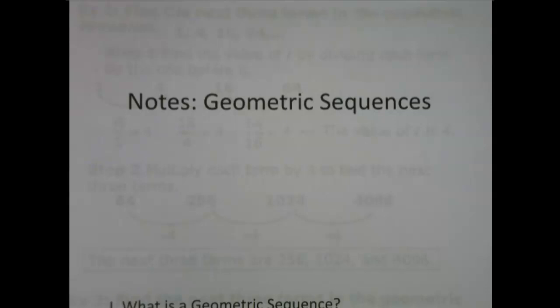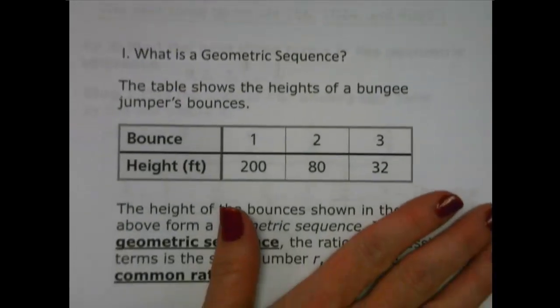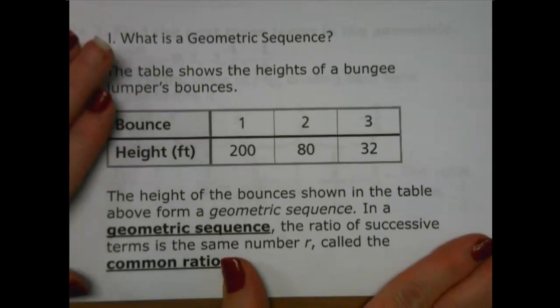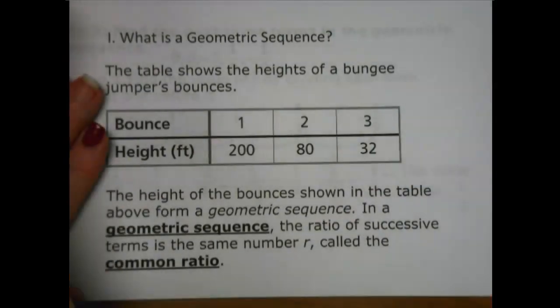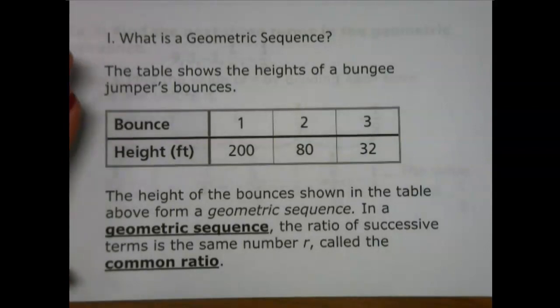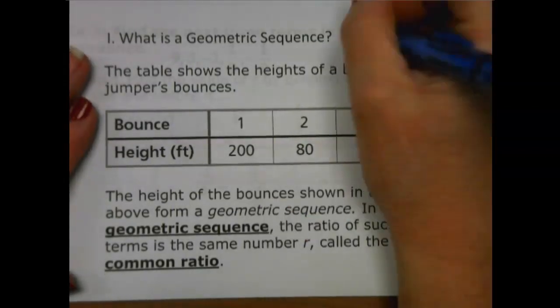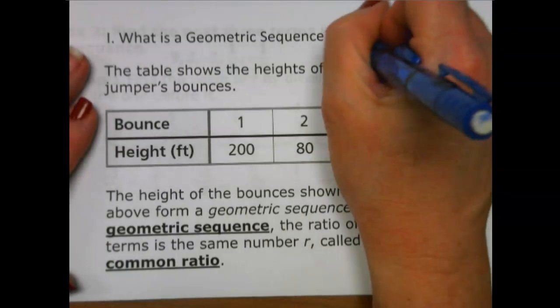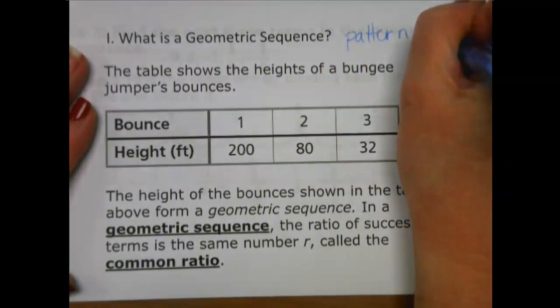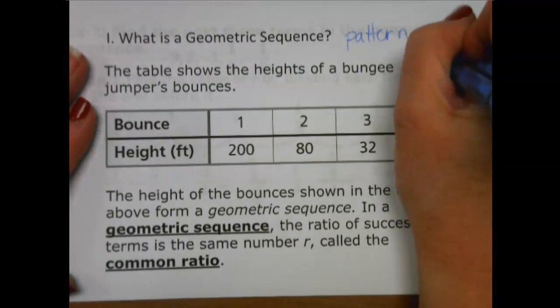So when we talk about geometric sequences, you can write down notes by hand, you can watch intently and write notes later. But a geometric sequence is basically just a pattern over time, right? It's patterns. And you guys have been seeing patterns for ages. But it's a pattern usually over time.